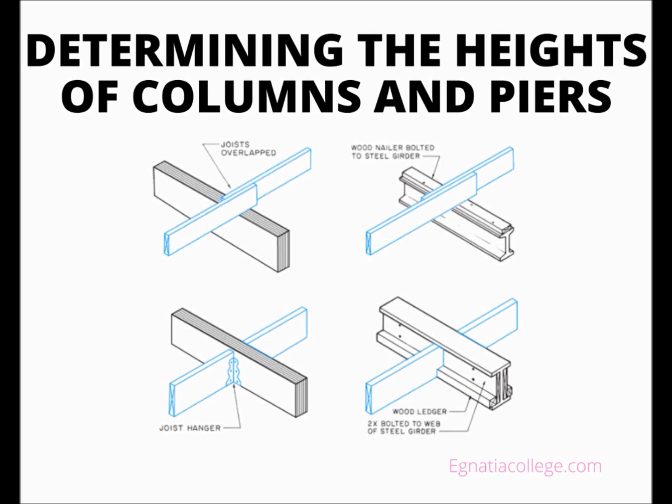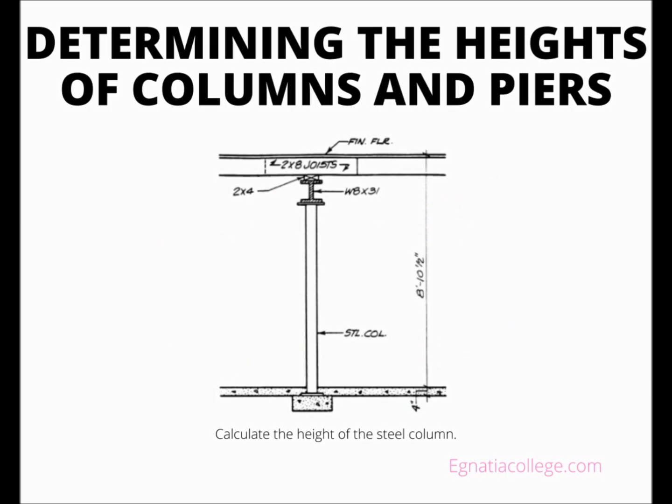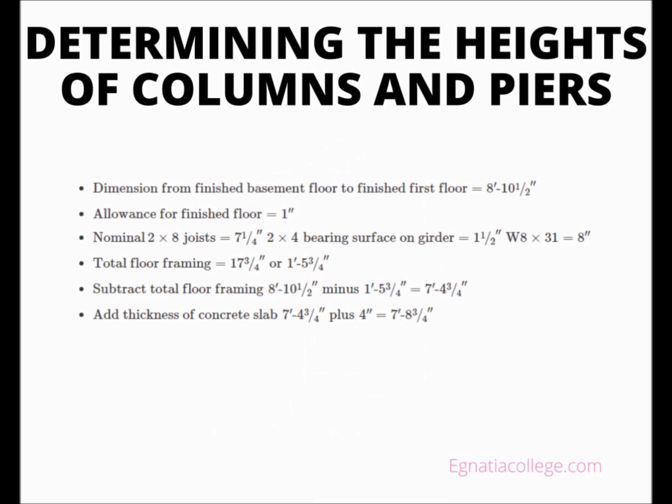To find the height of the columns or piers, first determine the dimension from the basement floor to the finished first floor. Then subtract from this dimension the depth of the first floor, including all of the framing and the girder. Then add the distance from the top of the basement floor to the bottom of the column. The result equals the height of the column or pier. For example, the following shows the calculation of the height of the steel column.